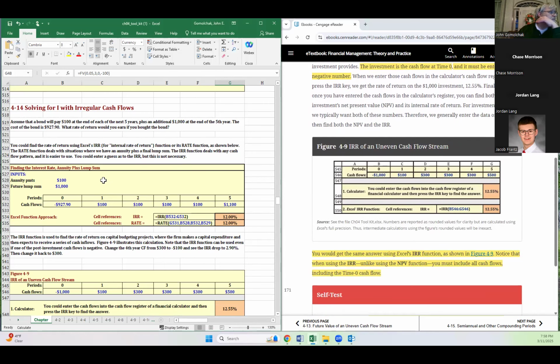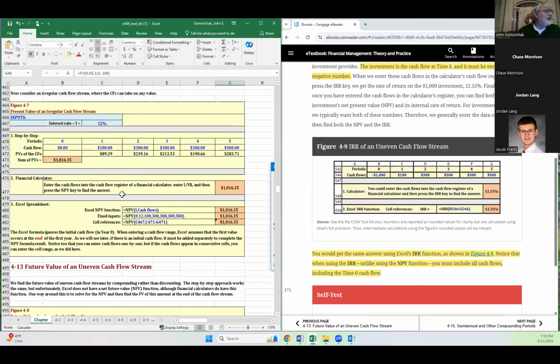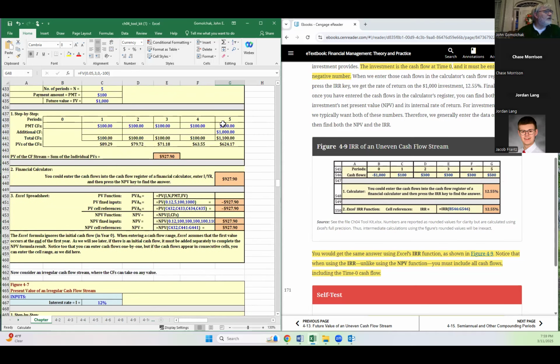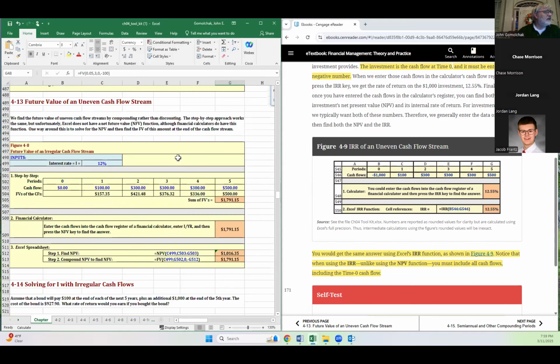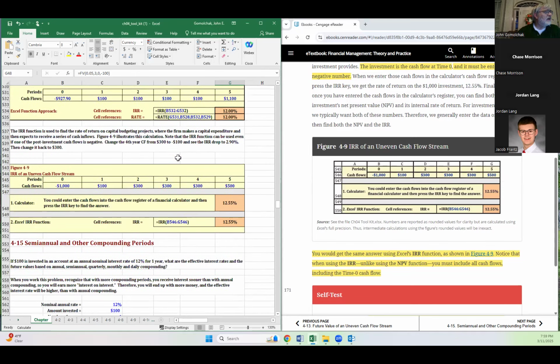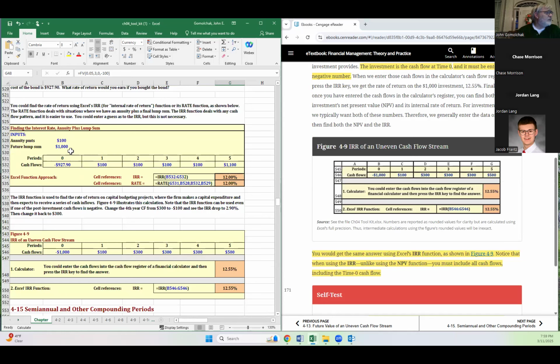Uneven cash flow stream, IRR, the internal rate of return. All right, so what do we have? We have a payment out of $927.90, and then we have a return of 100, 100, 100, 100, and 1100. If we go back, that was when we did the fair market value, or the present value of this stream of income, and came up with 927.90. Which is the reverse of this.